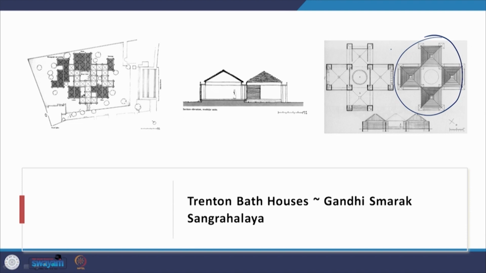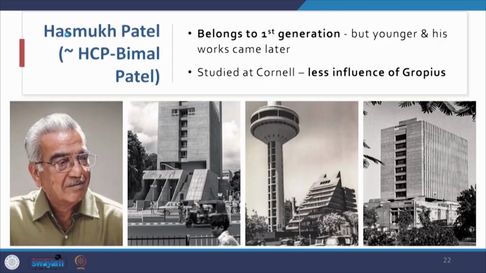So the Trenton bath houses are also a series of modules that are used in multiples, and so also here in the Samarak Sangrahalaya. The difference only being that this is a more rigid organization, whereas this is more like an organic Indian village organization.